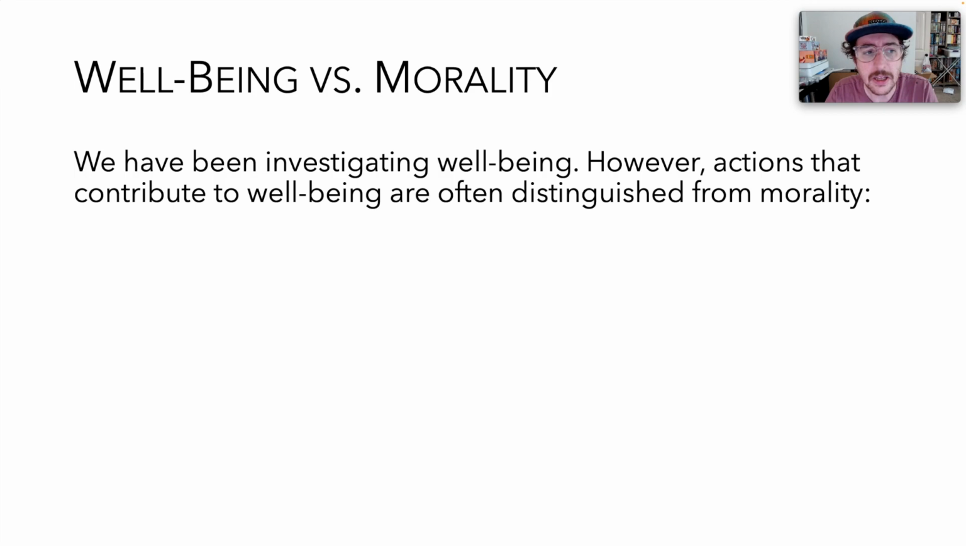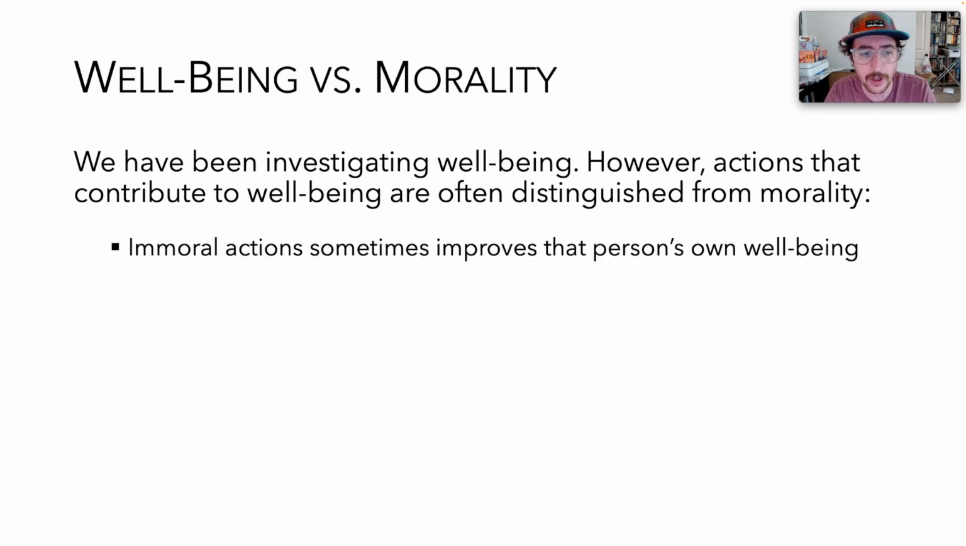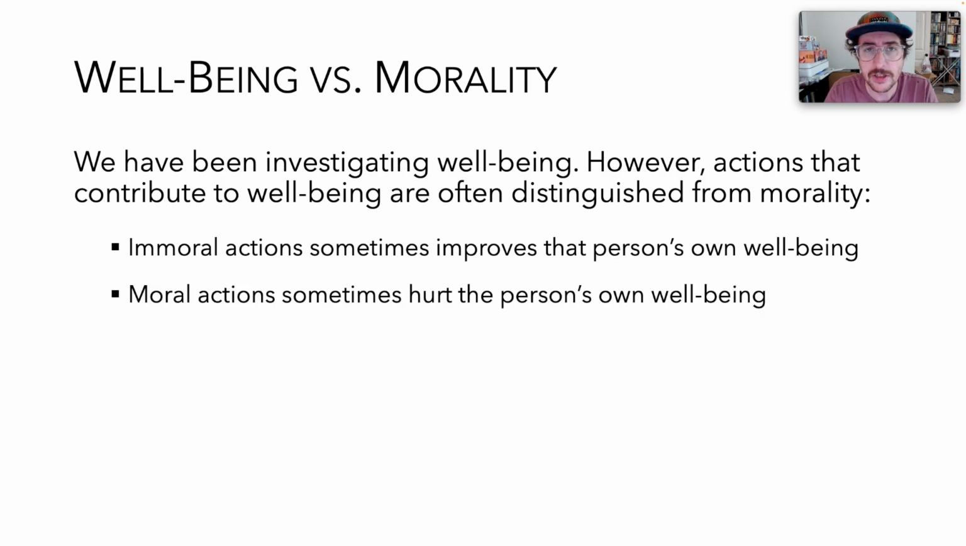So far this semester, we've spent most of our time talking about theories of well-being, but now that we're talking about morality, we need to understand that actions that contribute to a person's well-being will often be distinguished from an action being moral or immoral. And that's because intuitively, immoral actions might sometimes improve that person's own well-being. Someone robs a bank and gets away with it, well, that might improve their well-being, even if it is morally wrong to do. Similarly, we often think that moral actions sometimes hurt that person's own well-being. Like if you sacrifice your own life to save your child, well, you might have done a moral thing, but it came at the cost of your own well-being, the cost of your own life in this case.